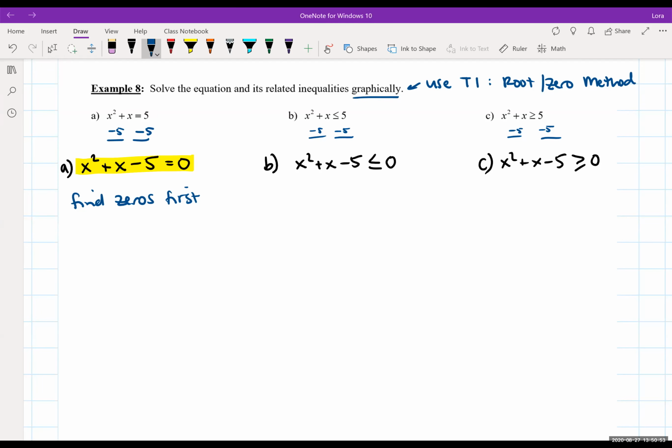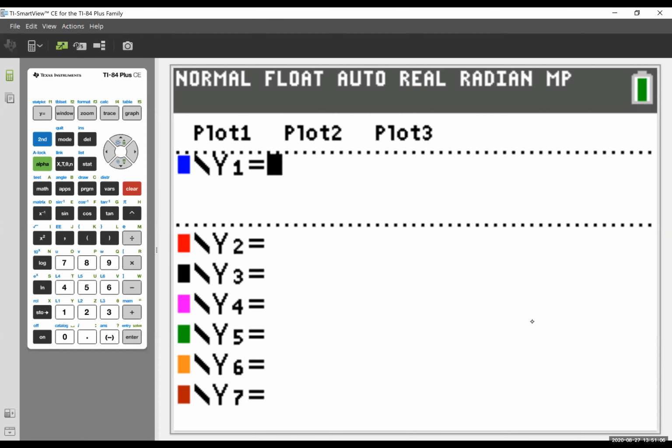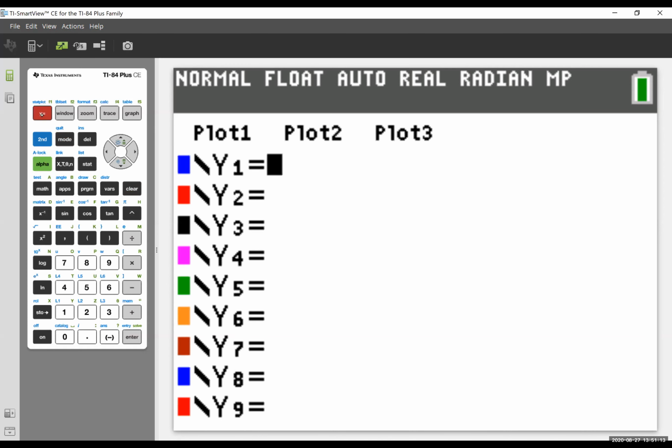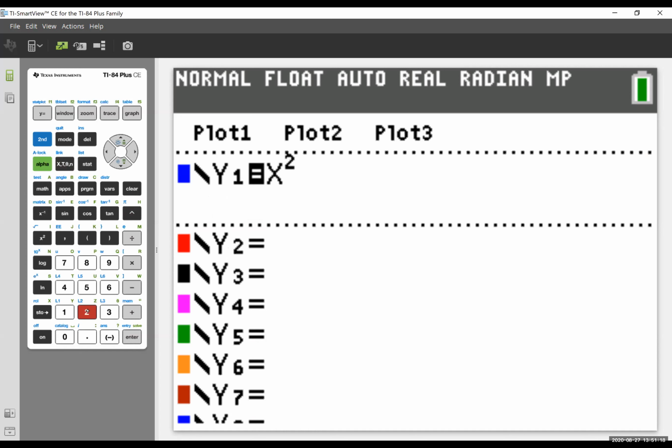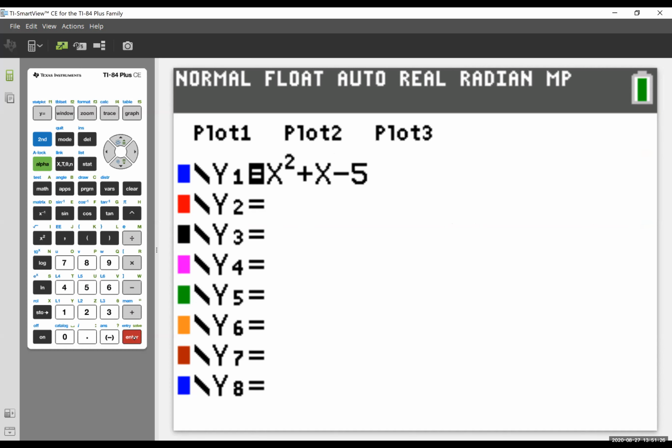And how we do this is we're going to pull up our TI and enter this in our function editor. So let's do that. Okay, so remember, if we press the Y equals button, I guess it was already there. I'll just show you again. I press Y equals to pull up the function editor. I do have x squared plus x minus 5. I'll double check one more time just to make sure. X squared plus x minus 5. Okay.